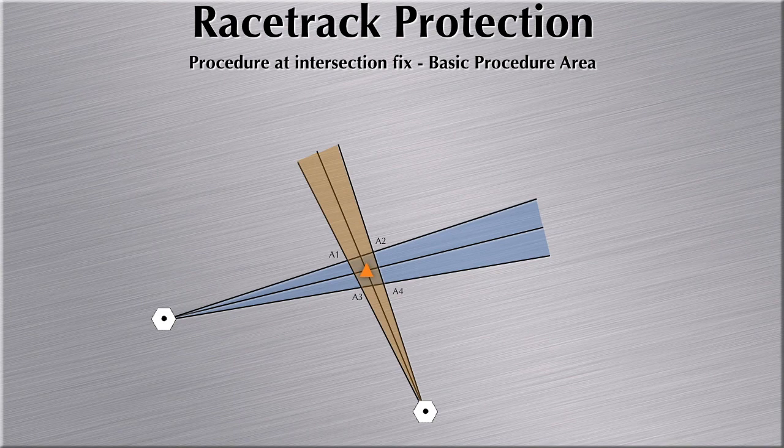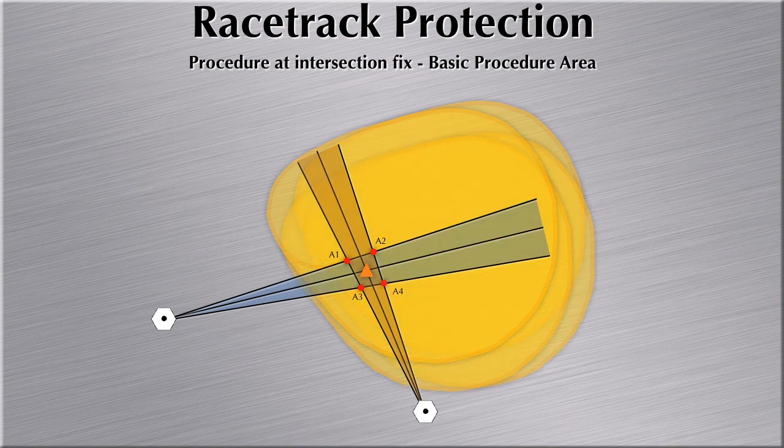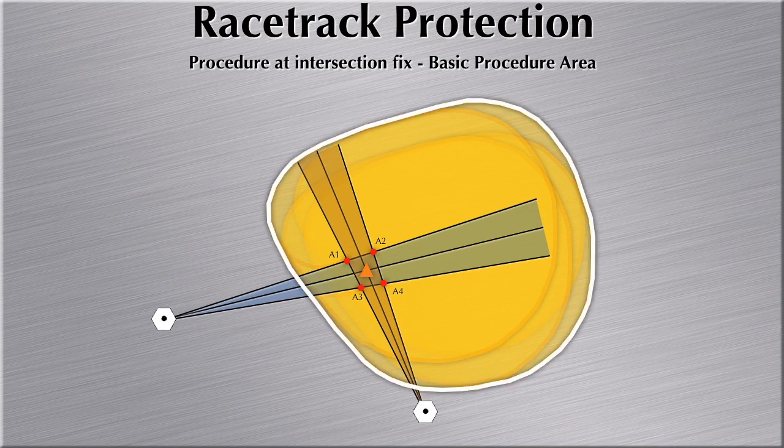To create the basic area, we take the template aligned with the inbound axis of the procedure and place point A on A1, draw the outline of the template, A on A2, draw the outline, A on A3, draw the outline, and A on A4 and draw the outline. The combination of the four outlines of the template produces the basic area that protects traffic holding in the pattern.